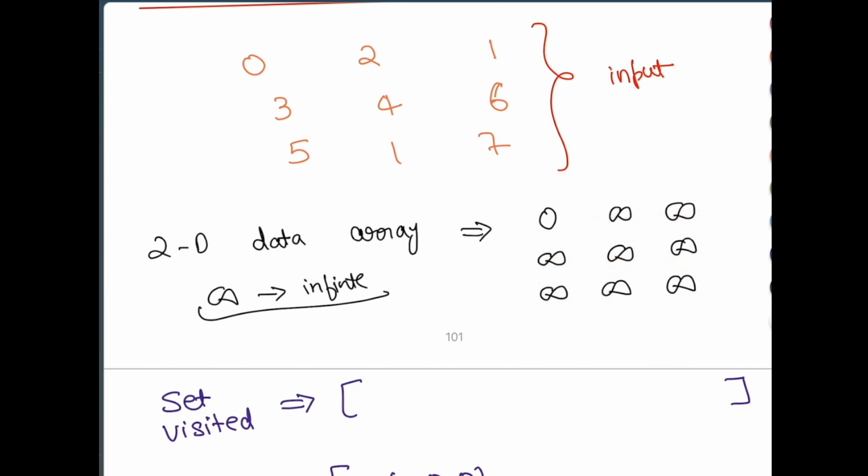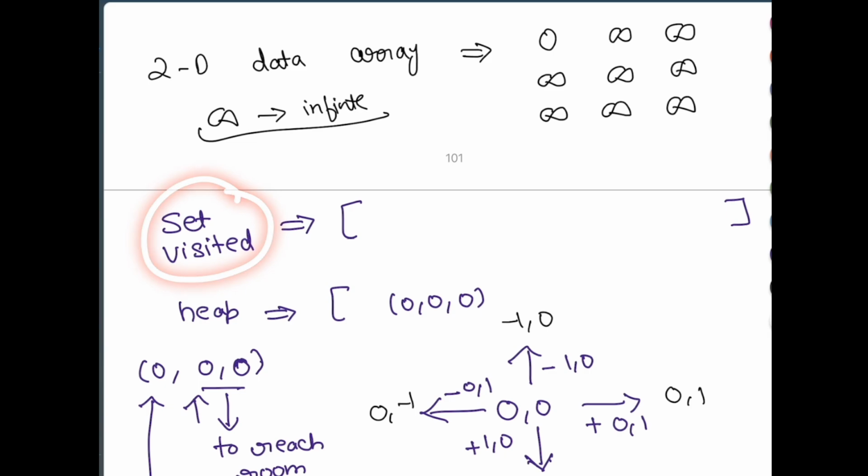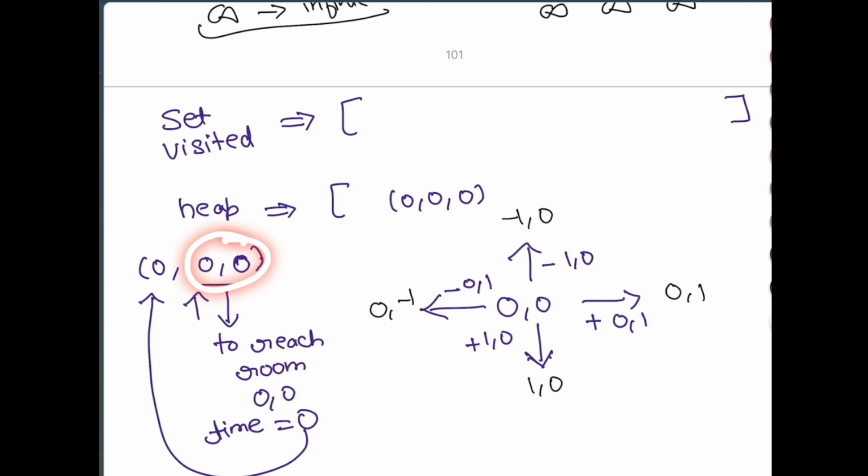Now we are going to do some processing. We are going to create a set of visited. We have not visited any room, and let us create a heap as well and initially store it as 0, 0, 0. These two numbers are representing the room number. So to reach the room number 0,0, the time it took was 0 seconds. Okay, so this is the time and this is the room number. So we have created a heap.